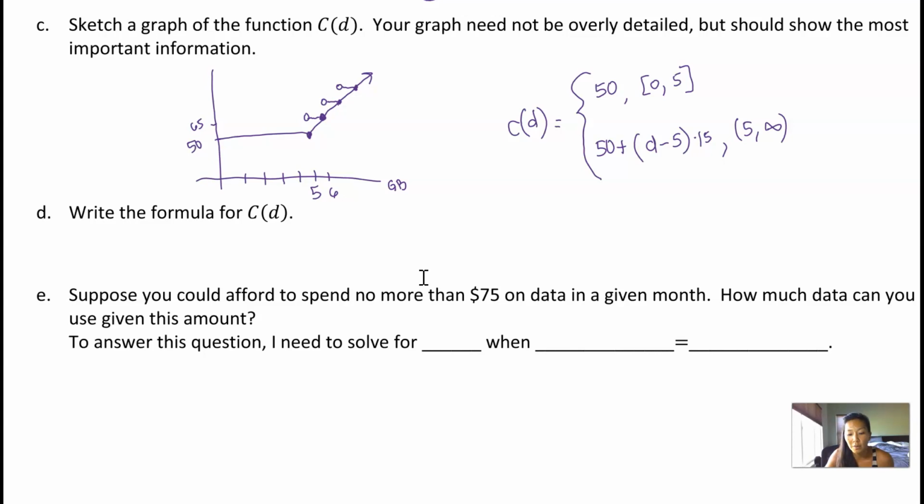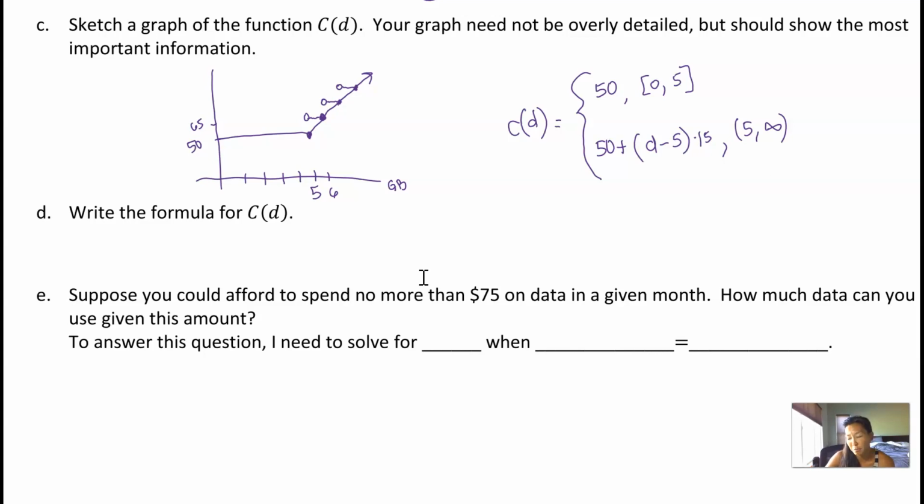So mathematically, let's suppose you could afford to spend no more than $75 on data in a given month. How much data can you use given this amount? Now, we can solve it algebraically, but let's just think about it, yeah? So I can't go over 75. So at 50, if I add 15, that's already 65. If I add another 15, that's going to be 80. So I can't go more than 6 gigabytes of data, okay?